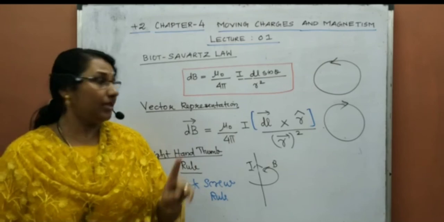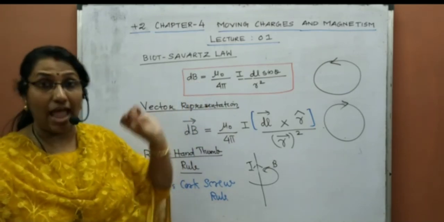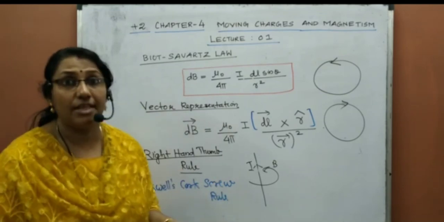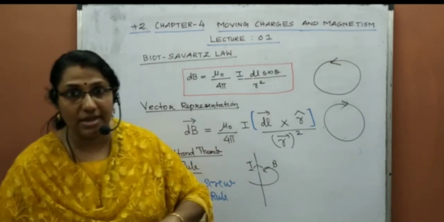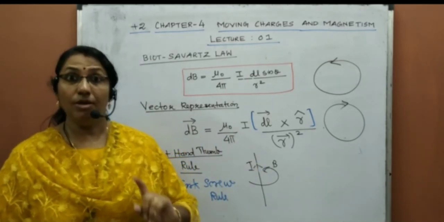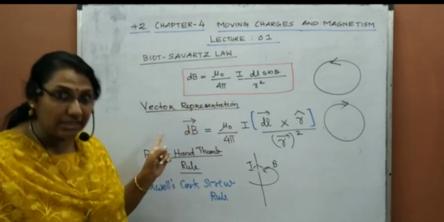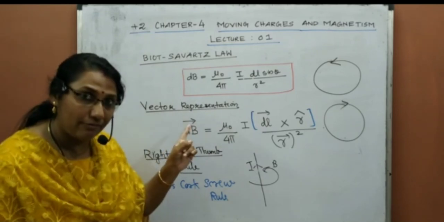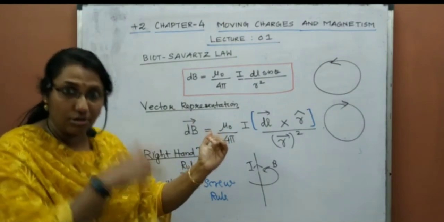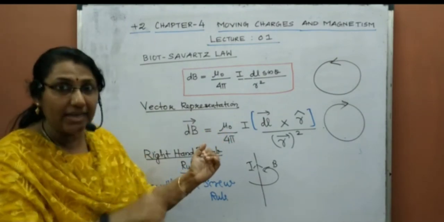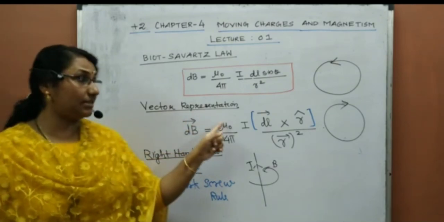Clear? Then the unit of magnetic field in SI system is Tesla. We have to use Tesla always. But sometimes the numericals are given in the CGS unit Gauss also. So what is the conversion? 1 Tesla is equal to 10 raised to 4 Gauss. Moreover, magnetic field is a vector quantity. So what is the vector representation? Vector dB is equal to mu 0 by 4 pi I, then inside the bracket, vector dl cross r cap by r square. Clear? And this is just the representation.